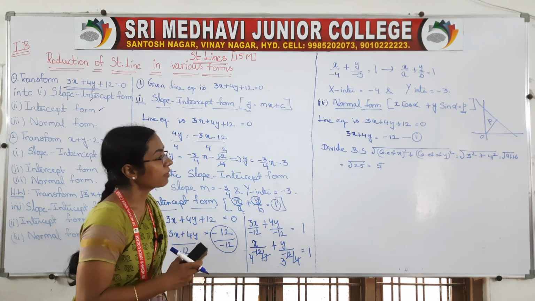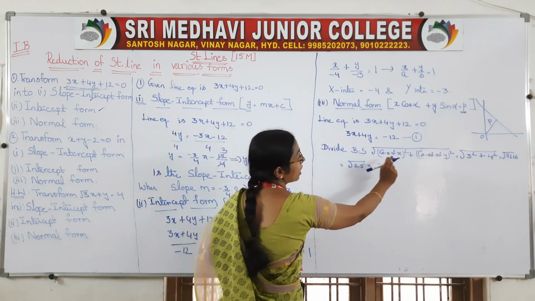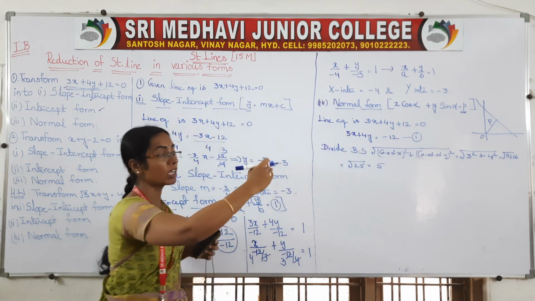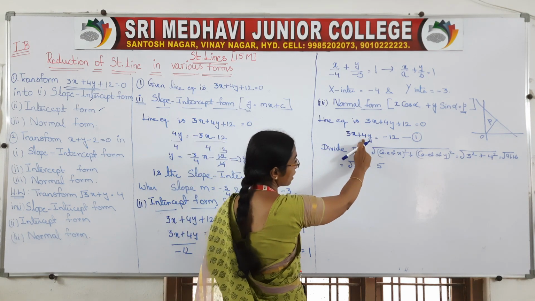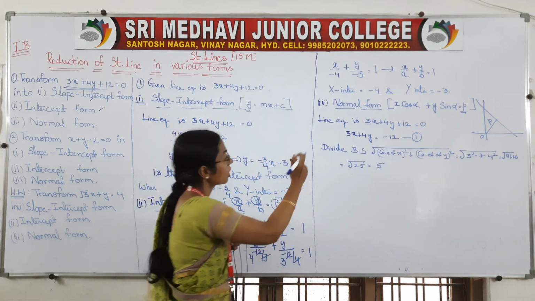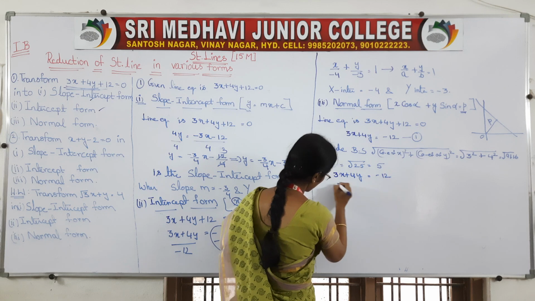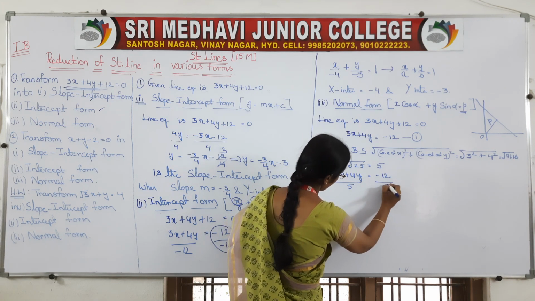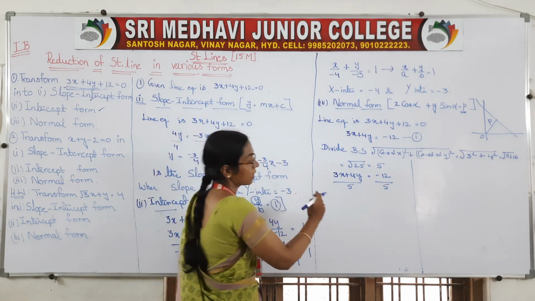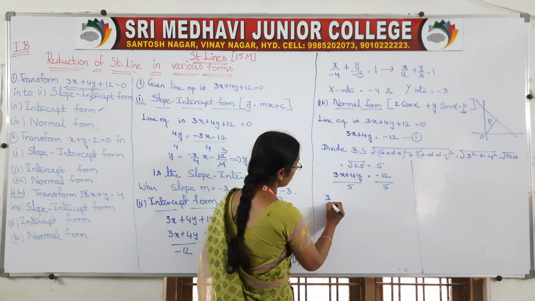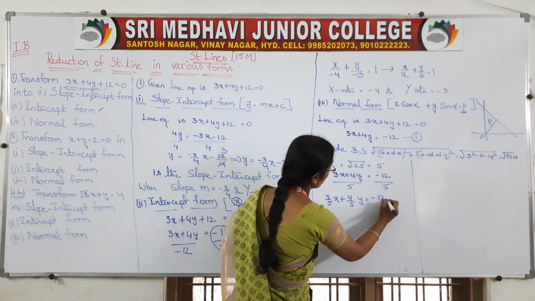In all normal equations we have to divide the equation with the root of coefficient of x whole square plus coefficient of y whole square. Coefficient of x is 3 whole square, coefficient of y is 4 whole square. So it will be 3x plus 4y minus 12. Both sides we have to divide with 5. Now try to write separately: 3 by 5 x plus 4 by 5 y is equal to minus 12 by 5.